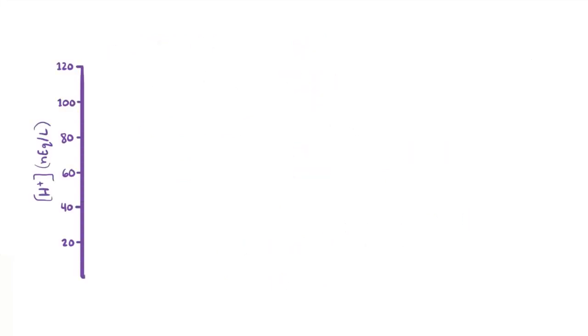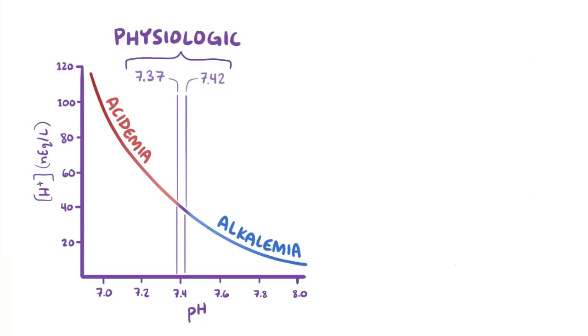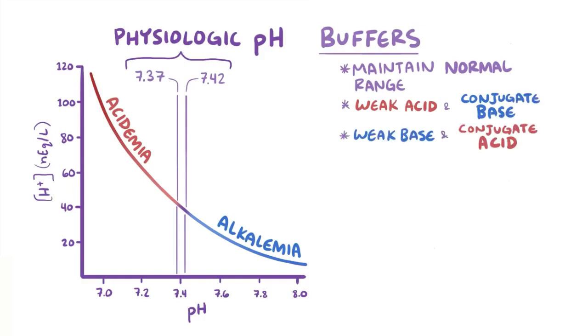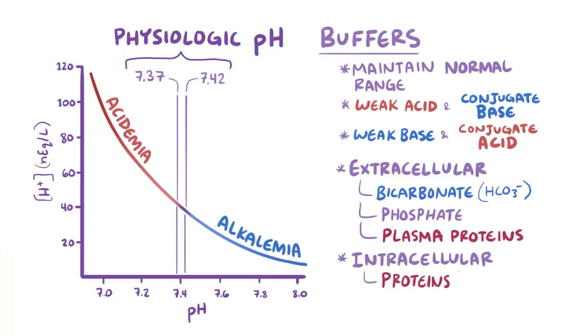Alright, as a quick recap. Between 7.37 and 7.42 is physiologic pH, and the body uses buffering systems to maintain pH within this range. Buffers are pairs of a weak acid and its conjugate base, or a weak base and its conjugate acid, and their physiological role in our body is to resist pH changes. The most important buffers in the extracellular fluid are bicarbonate, phosphate, and plasma proteins. And the most important buffers within cells are proteins like hemoglobin and organic phosphates, like ATP.